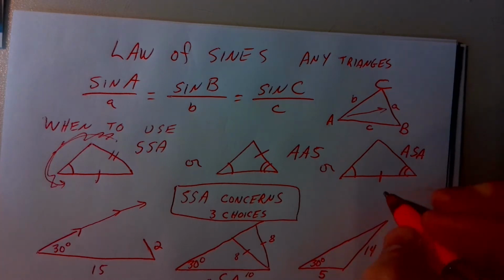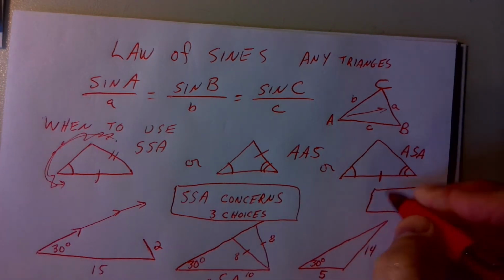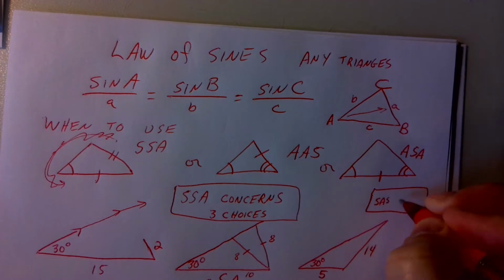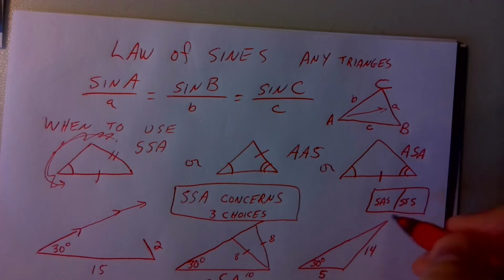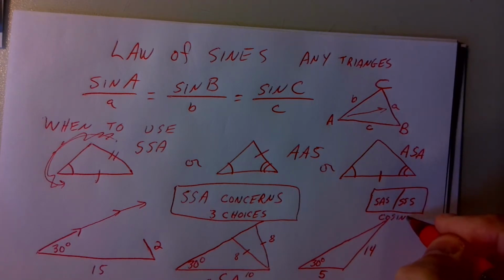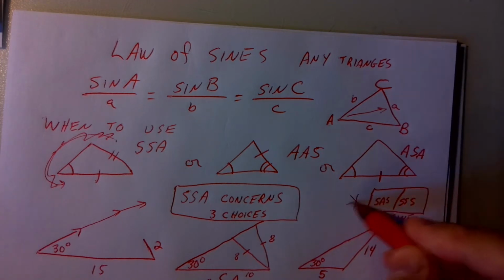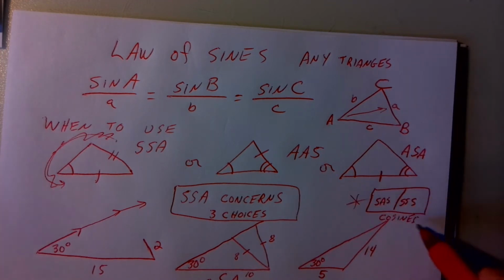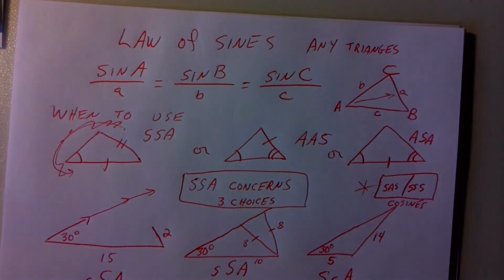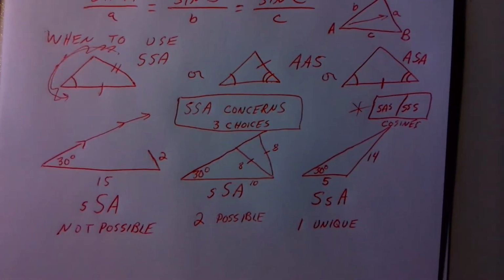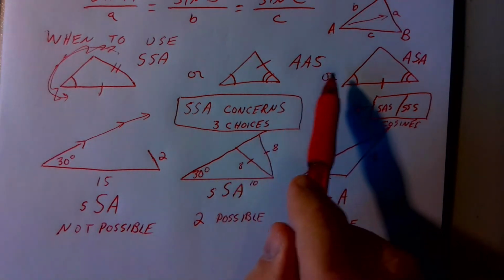If they happen to, and this is a big if, I'll go ahead and put this right here in the little box, if they happen to give you a side, angle, side, or a side, side, side, markings, you're going to use something called the law of cosines, and that is not in this video. I'll have a separate video for that, okay? So just so you know, in case you run across that, those 2 things were law of cosines, different video, different formulas.